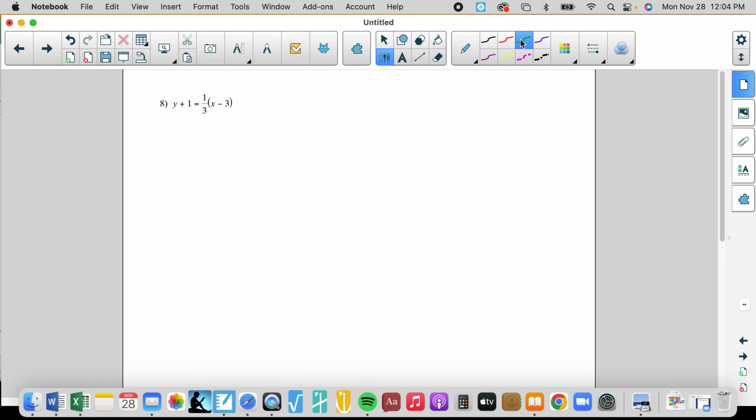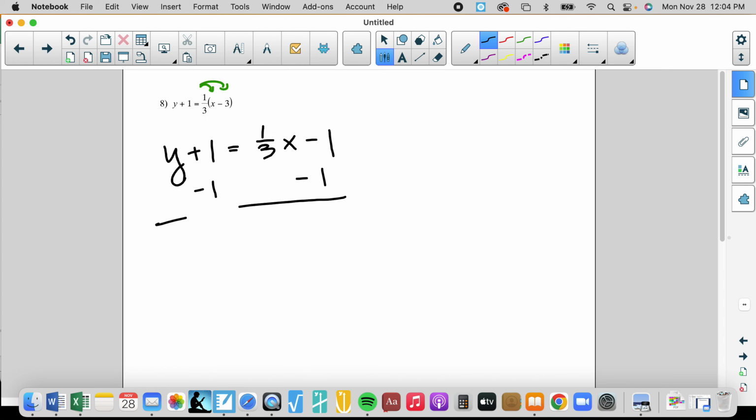Last one for point slope. We're going to distribute the 1/3. This gives us y plus 1 equals, we have 1/3 times x is 1/3 x. 1/3 times negative 3 is negative 1. Let's subtract the 1 over. Y equals 1/3 x minus 2.